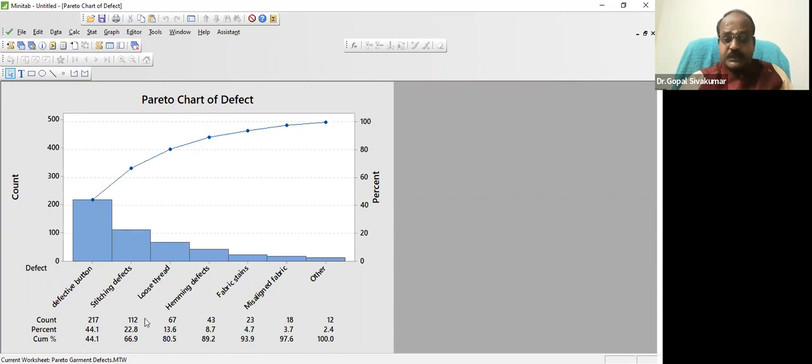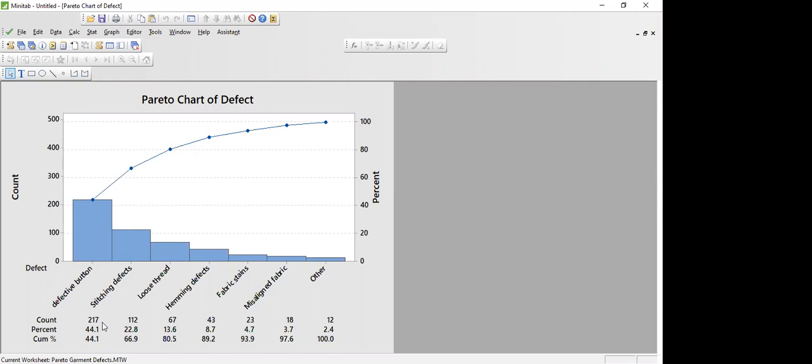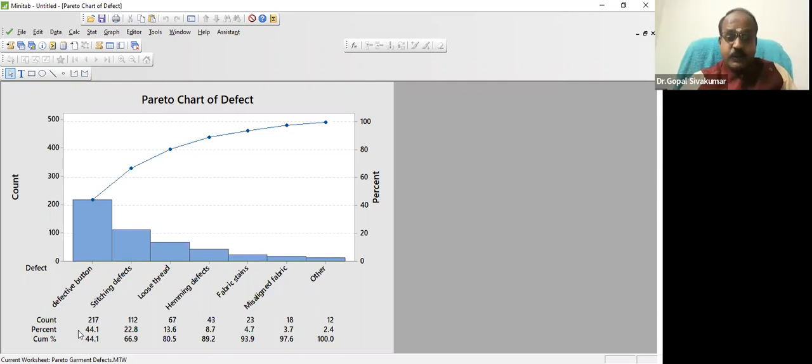You can see all the numbers. You sum up all the numbers. How many is it? 492. Out of the 492, defective button alone is 217. So what is the percentage it is coming to? Will you be able to calculate? 42.1. Very good. That is written here. You all can see 44.1%.